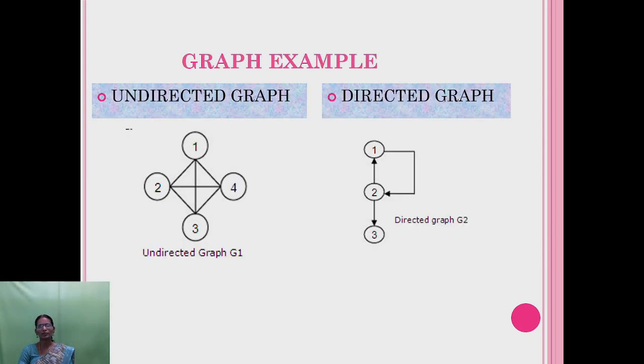Here there are two types of graph. One is the undirected graph, another is the directed graph. Undirected graph means the data can be traveled back and forth.